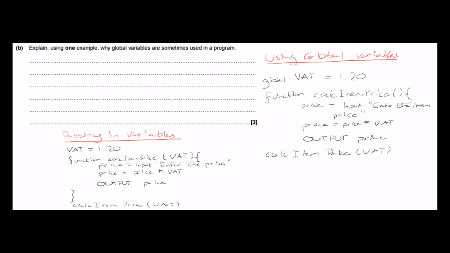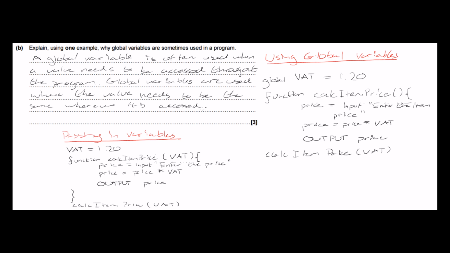So for our first mark then, I'm going to say that a global variable is often used when a value needs to be accessed throughout the program. And for my second mark, I'm going to say that global variables are used where the value needs to be the same wherever it is accessed.